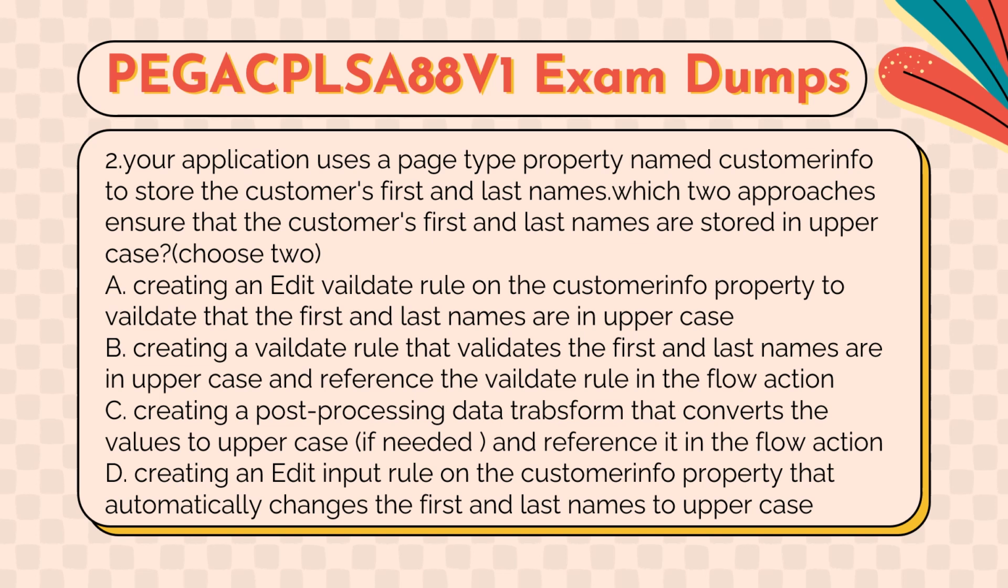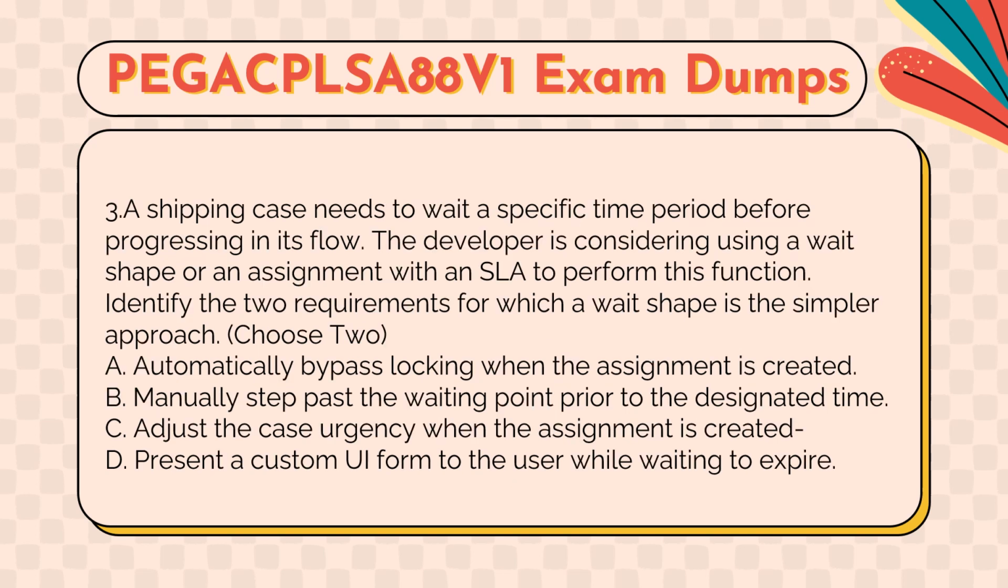3. A shipping case needs to wait a specific time period before progressing in its flow. The developer is considering using a wait shape or an assignment with an SLA to perform this function. Identify the two requirements for which a wait shape is the simpler approach.